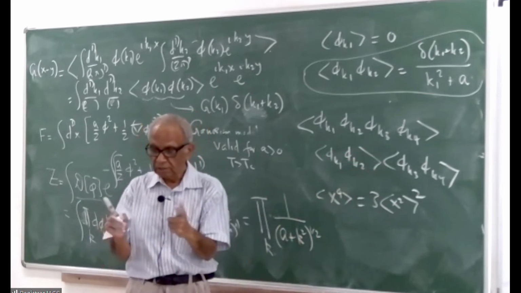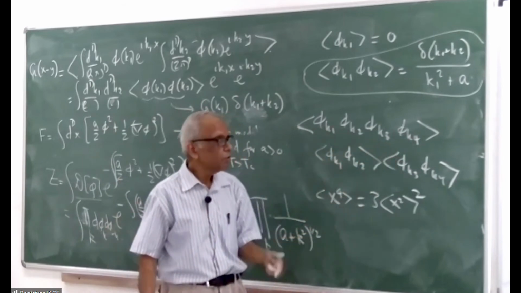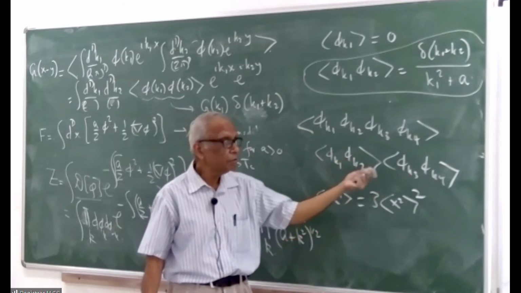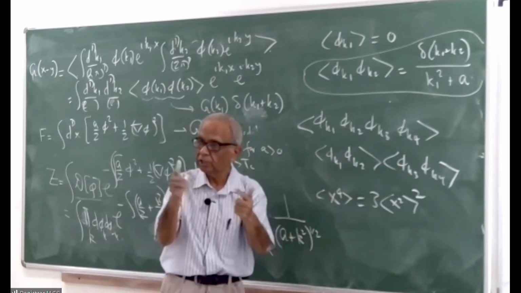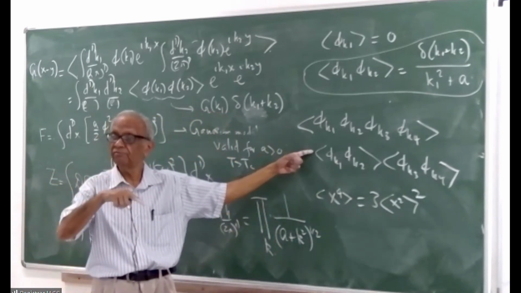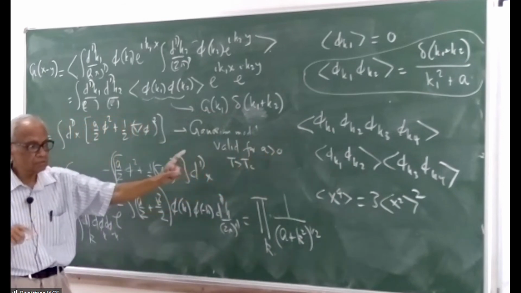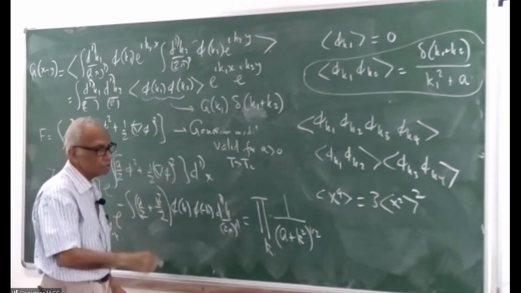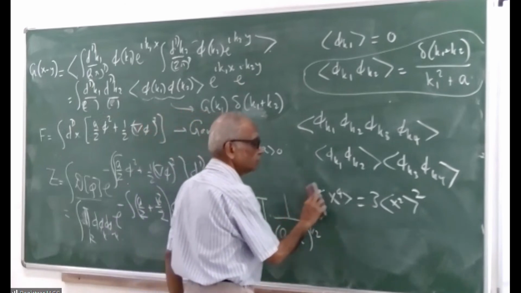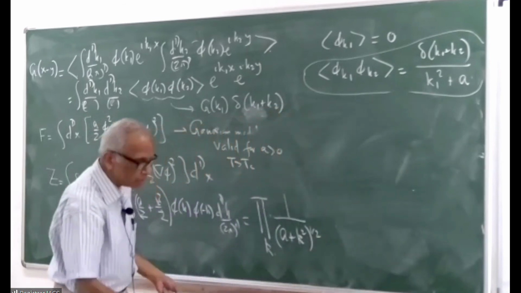So if I have an odd number of fields, it is 0. For an even number, it breaks up into strings of this kind, and you have to sum over all possible permutations of this, which is the analog of Wick's theorem in quantum field theory. Since you have had the QFT course, this is the Gaussian analog of Wick's theorem. So we are in business.